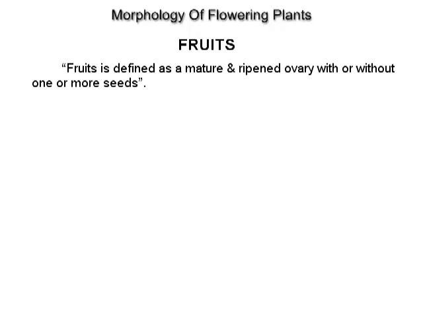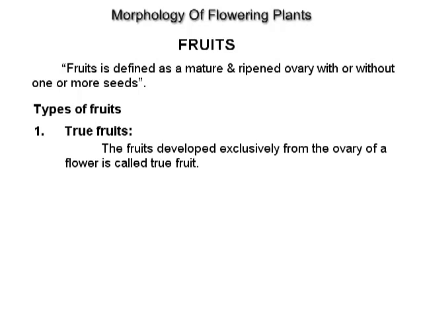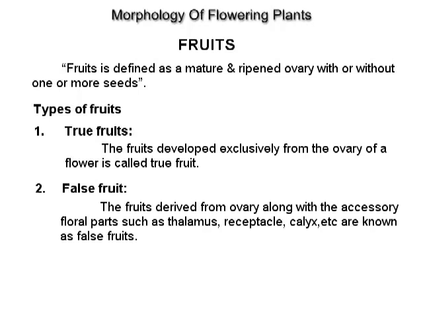Fruits. Fruit is defined as a mature and ripened ovary with or without one or more seeds. Types of fruits. True fruits. The fruit developed exclusively from the ovary of a flower is called a true fruit. False fruit. The fruits derived from the ovary along with accessory floral parts such as thalamus, receptacle, calyx, etc. are known as false fruits. Example, apple and cashew nut.